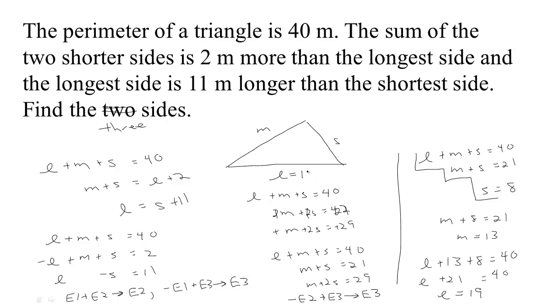So now we've figured out that this triangle must have longest side 19, medium side 13, and shortest side 8. Well, we could check by adding these up, make sure it works, right? 19 plus 8 is 27, plus 13 makes 40, so the perimeter is 40. The two shorter sides make 21, and that's 2 more than the longest side, which is only 19. And the longest side is the shorter side plus 11. So the longest side is 11 meters longer than the shortest side. So we've found the 3 sides here.